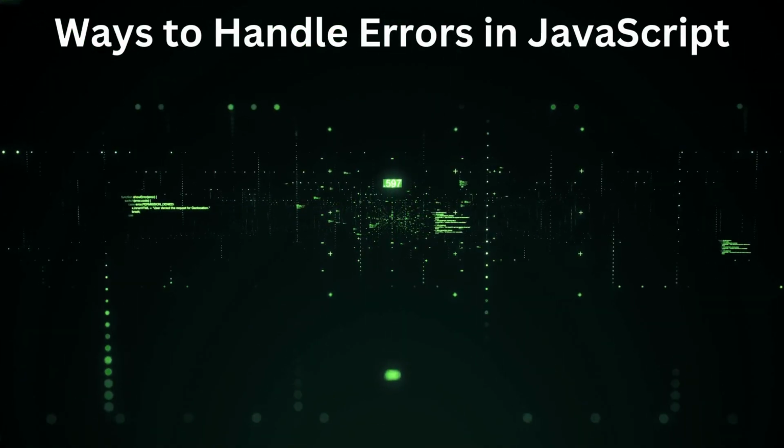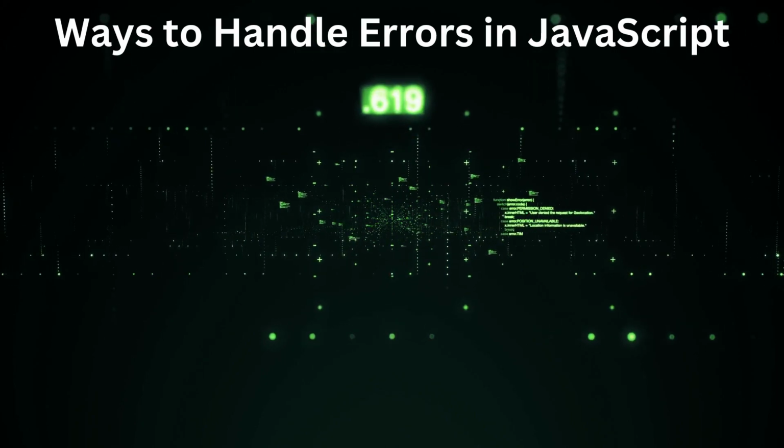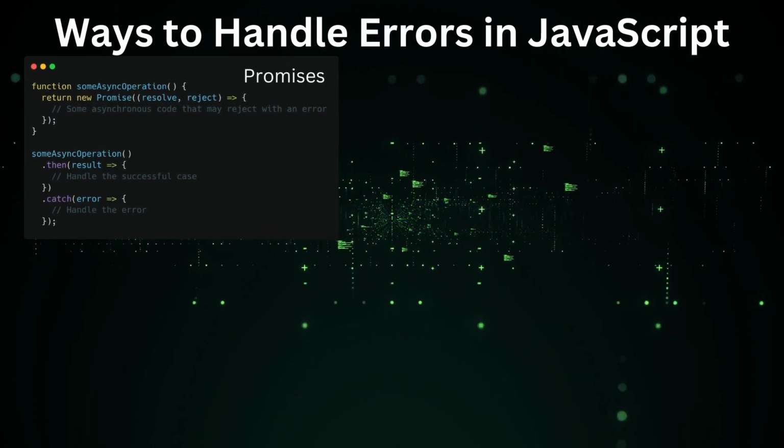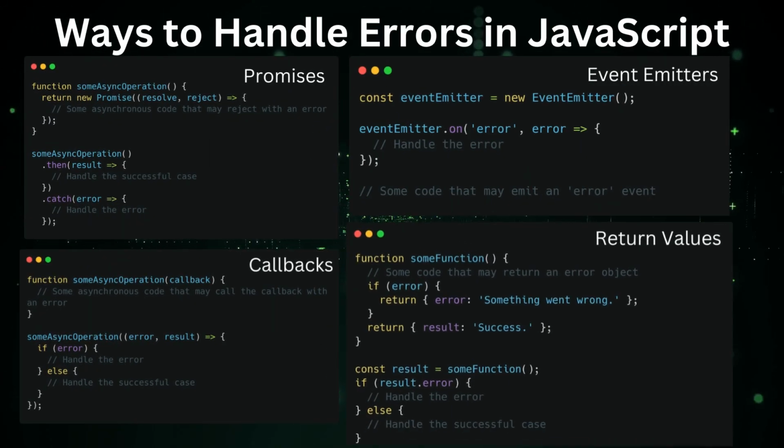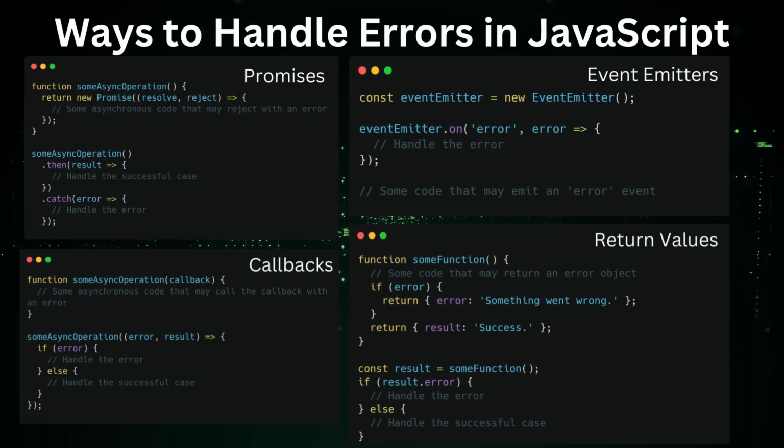In addition to try-catch blocks, there are several other ways to handle errors in JavaScript: promises, callbacks, event emitters, and return values. While try-catch blocks and promises are the most commonly used ways of handling errors in JavaScript, it's important to be aware of these other techniques and use them when appropriate.